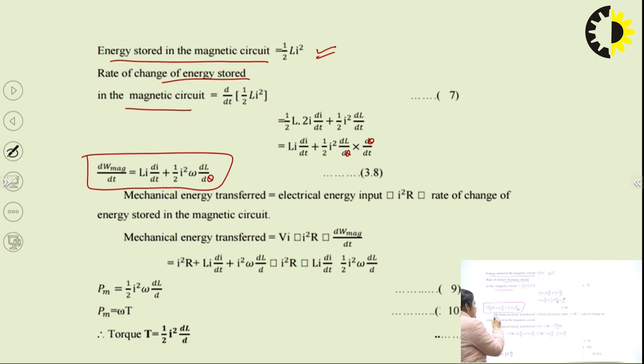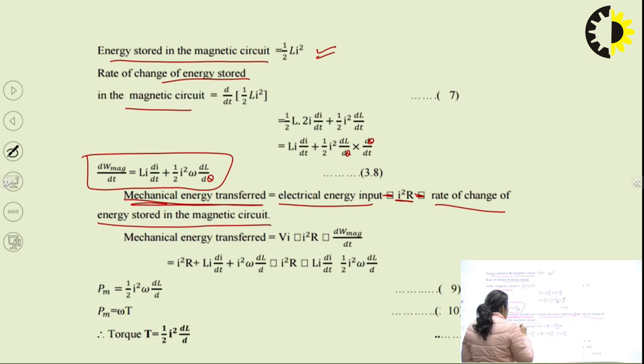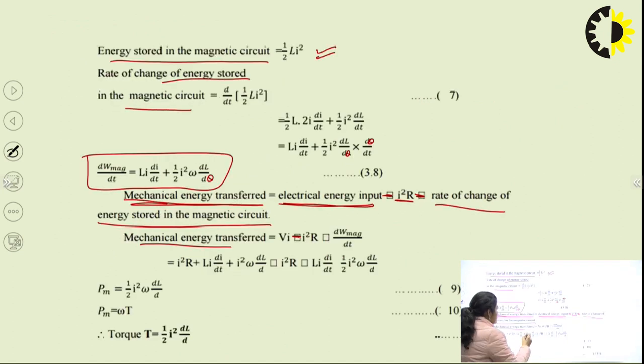So you have to find out the torque, because we are deriving the torque equation by taking the conservation of energy, right? So mechanical energy transfer will be the electrical energy input minus the losses, the I square R losses, minus the rate of change of the energy stored in the magnetic circuit, right? So mechanical energy transfer will be Vi, the electrical energy input in the circuit, minus the I square R minus the magnetic energy stored, for which we have the expression this way, right?